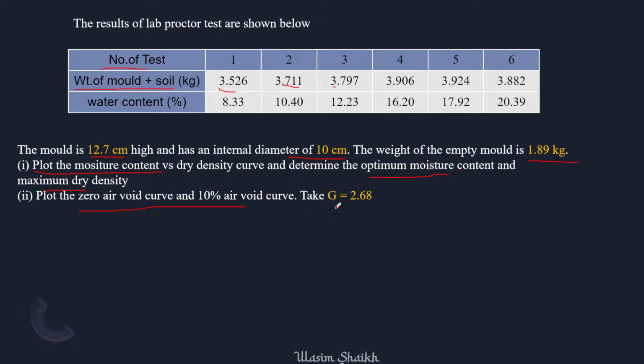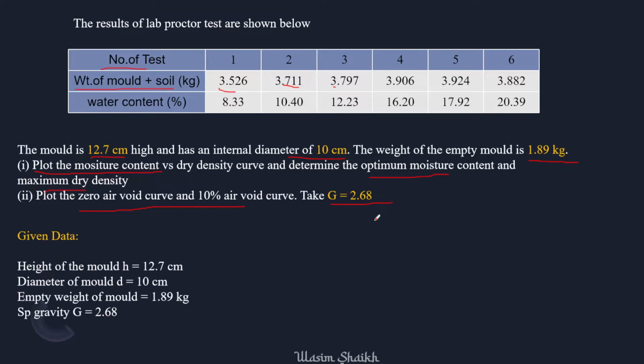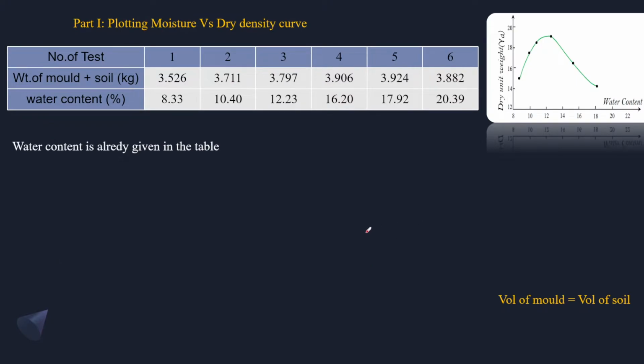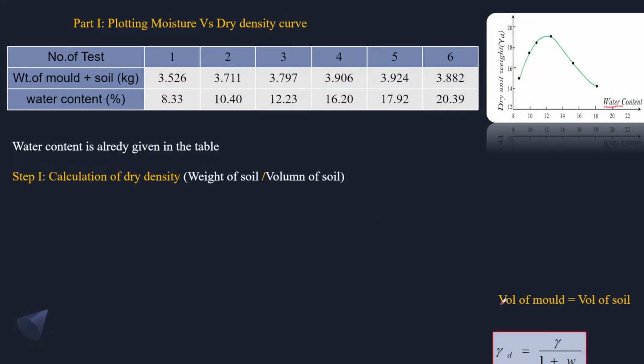Anyways, the value of G can be taken as 2.68. This is the given data I have written over here. As I told you already, the x-axis will be water content and the y-axis will be dry density. Water content is already given, so let's determine dry density. Dry density will be determined using this formula: gamma D equals gamma bulk divided by 1 plus W. We'll see that later on.